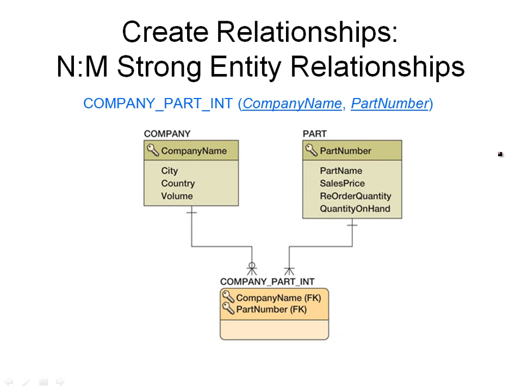And this is an example. So we have the company name and the part number, and we can use those two primary keys as foreign keys in the new table. Both of these keys will make a composite primary key for the new table. Composite primary key.